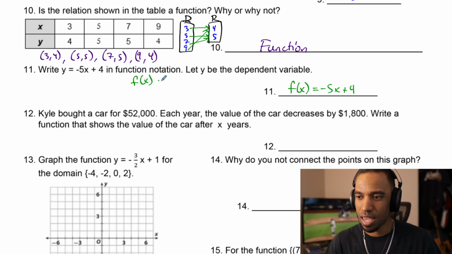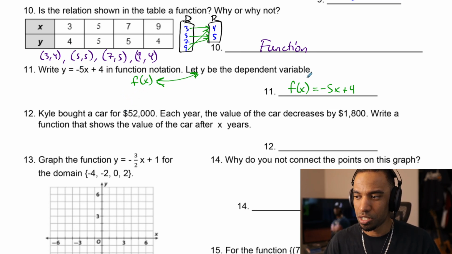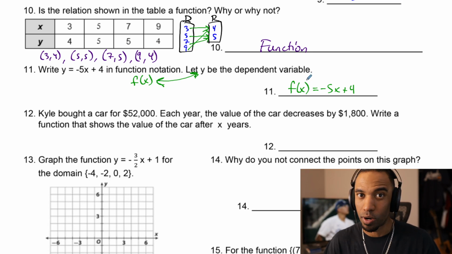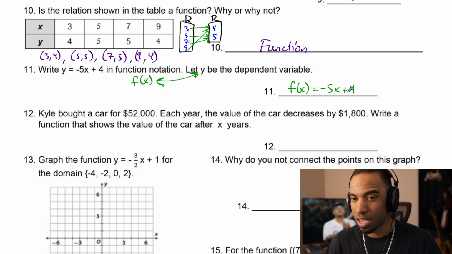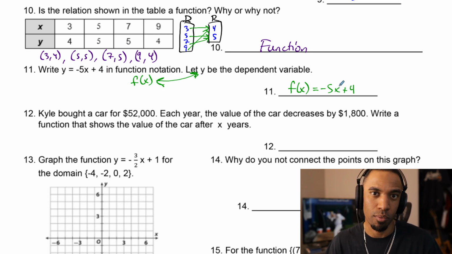y and f of x are the same thing, assuming that your equation is already a function. If it's not a function, you would never use f of x in the first place. But if they're asking us to use function notation, golly, this must be a function. And what is a function? Only one y for every x. If I plug in some x in here, I better not get multiple answers for y, and I don't.